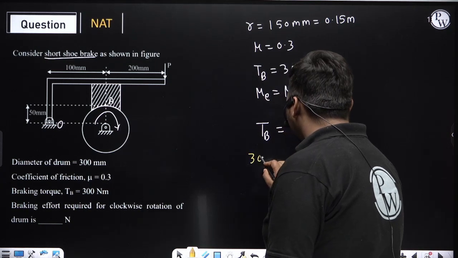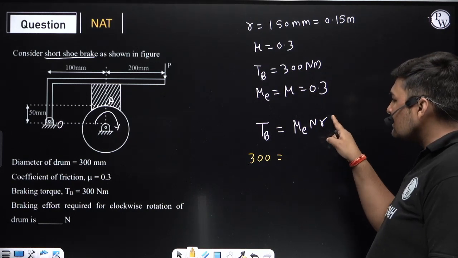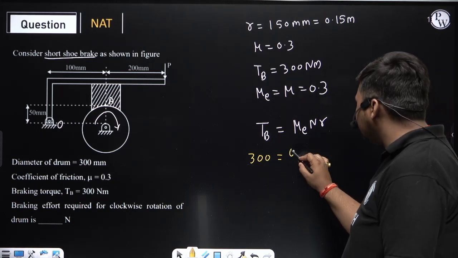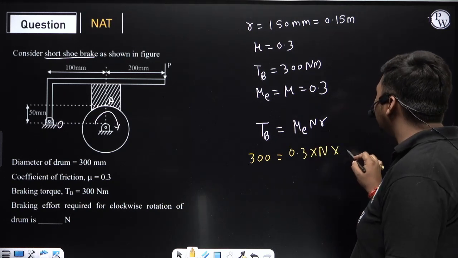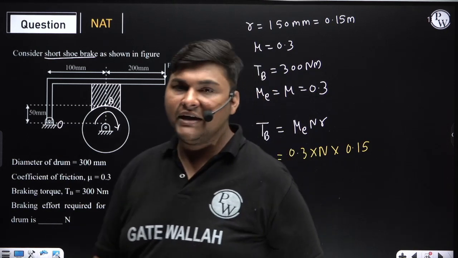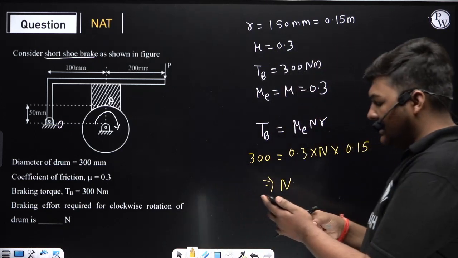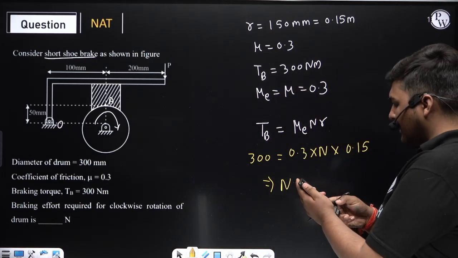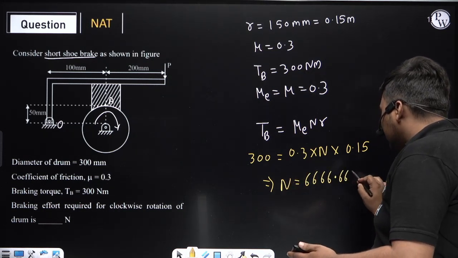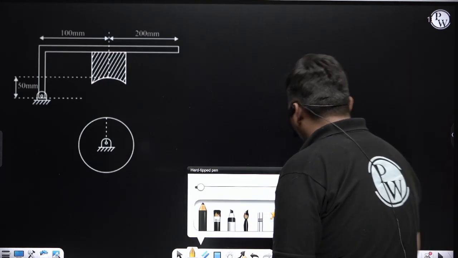Braking torque is 300 Newton meter. Since I am taking braking torque in SI unit Newton meter, here we will put the value of radius r in meter, so we will get the value of n in Newton. Mu equivalent is 0.3 and r, the radius of drum, is 0.15 meter. From this relation, if we calculate the value of n, we get 300 divided by 0.3 divided by 0.15. So the value of n is equal to 6666.667 Newton.